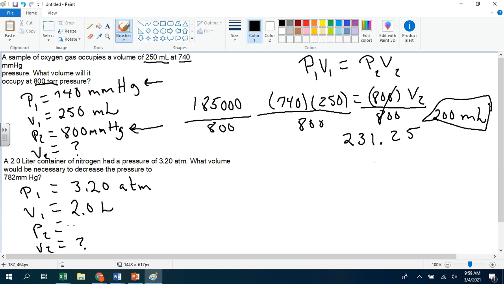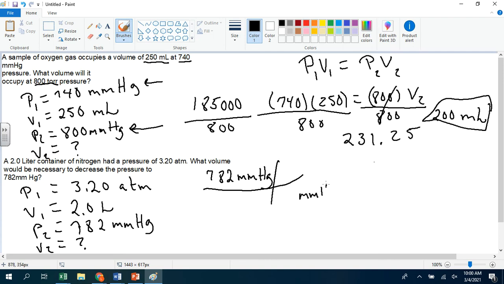Decrease the pressure to 782 mmHg. All right, so this time our pressures are different. They will need to be converted. It does not matter which one you pick. I usually put mine in ATM just because the numbers are smaller and it's easier to work with. So what I'm going to do is convert 782 millimeters of mercury, real quick here, into ATM. This is what we did yesterday.